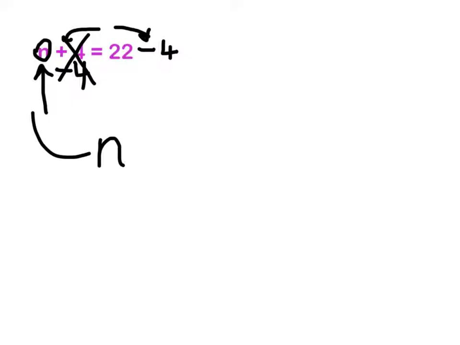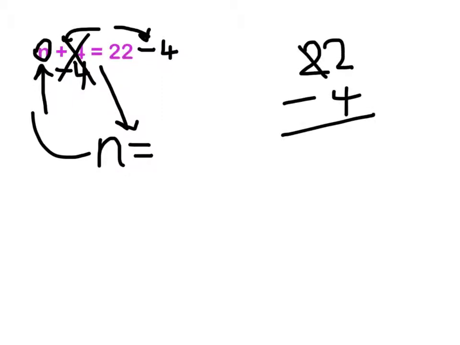So I have n, and then I'm going to put my equal sign. Got to drag that down. And now I need to figure out my equation over here. So I have 22. I'm taking 4 away from that. I'll regroup. I have 12. 12 take away 4 is 8. Bring down my 1. My answer is 18. But we're not done there. We need to check our answer.